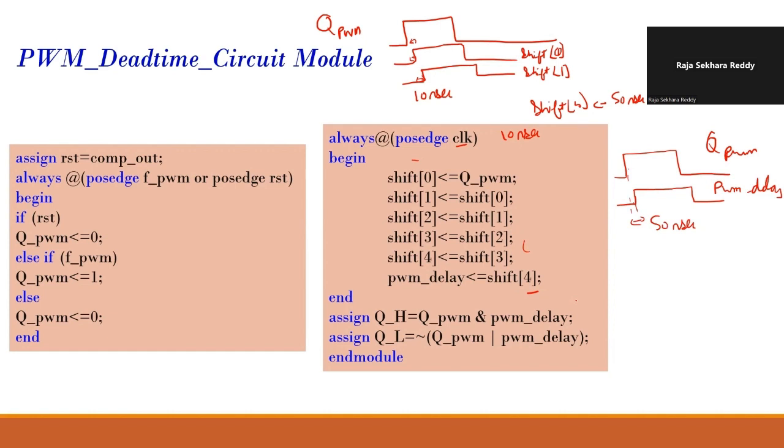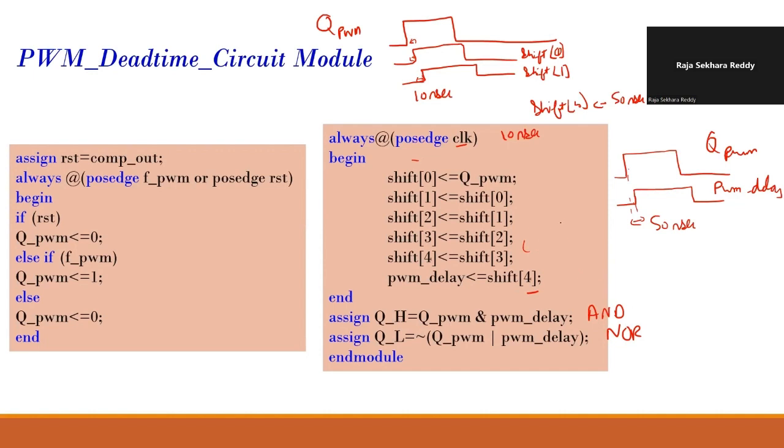So now if you multiply QPWM and PWM, you'll get Q high. You do AND on it. And for this, you do OR and NOR. So this is the NOR operation, and this is AND. Since the clock can delay only at the rising edge, one clock is 10 nanoseconds. We are using 6 clock cycles, so we're shifting 5 times.